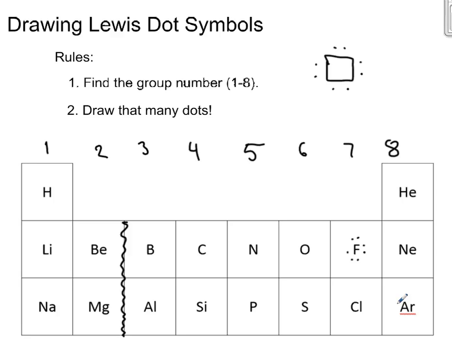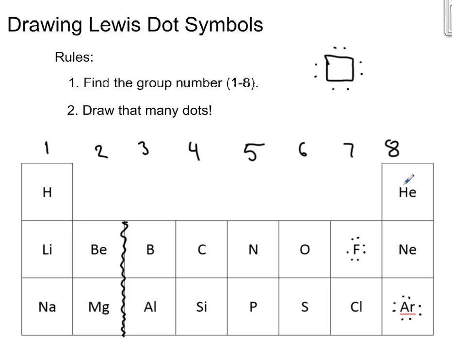Okay, let's try one more. How about argon? We start at the top. 1, 2, 3, 4, 5, 6, 7, 8. Remember to make sure that you're clearly showing me how they're pairing up. Their pairing is important. It is vital when we get to drawing the bonding of these elements.